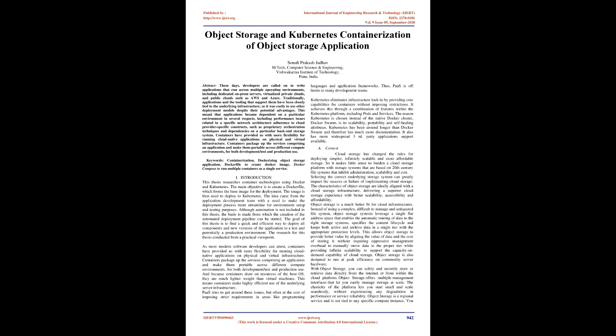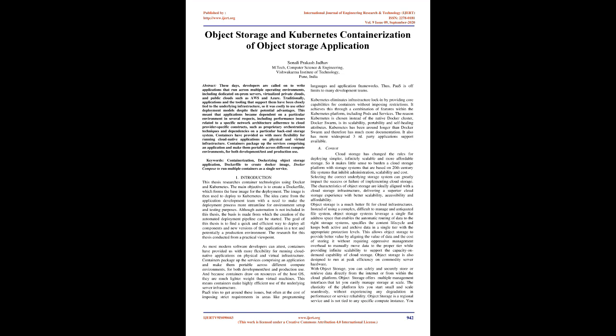Context: Cloud storage has changed the rules for deploying simpler, infinitely scalable, and more affordable storage. So it makes little sense to burden a cloud storage platform with storage systems that are based on 20th century file systems that inhibit administration, scalability, and cost. Selecting the correct underlying storage system can greatly impact the success or failure of implementing cloud storage. The characteristics of object storage are ideally aligned with the cloud storage infrastructure, delivering a superior cloud storage experience with better scalability, accessibility, and affordability.